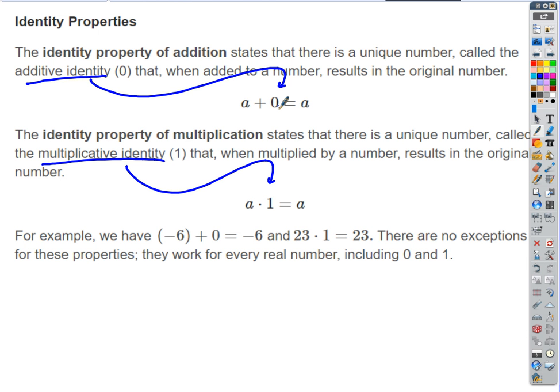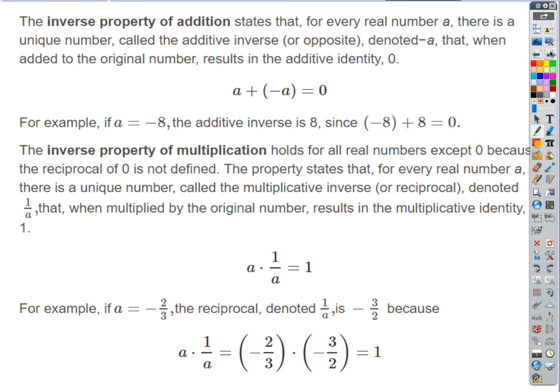Answer this one. Negative 11 plus blank equals 0. Positive 11. Okay, so what did you do? What's the relationship between 7 and negative 7? They're opposites. There you go. Okay, so one thing we know is that for the inverse properties, the additive inverse just means the opposite. The definition of an additive inverse is just an opposite.